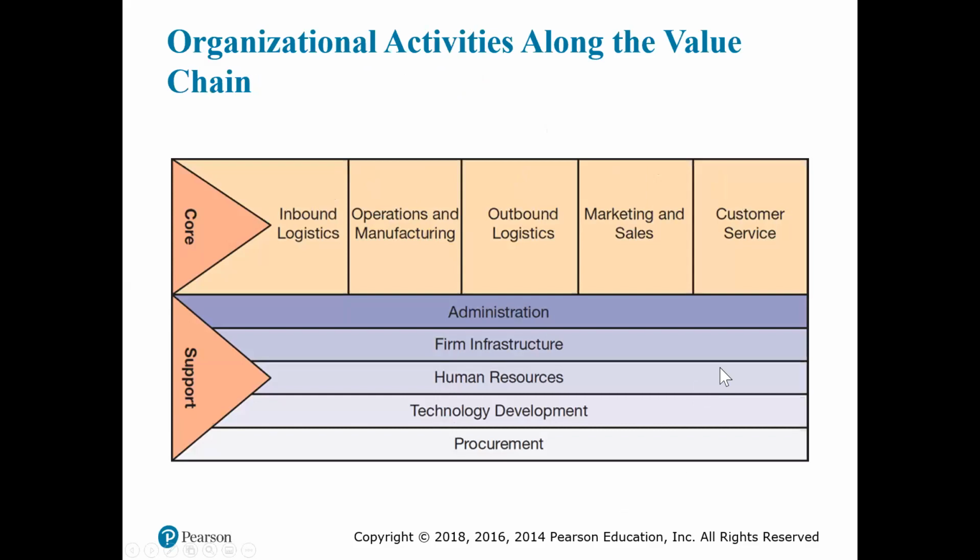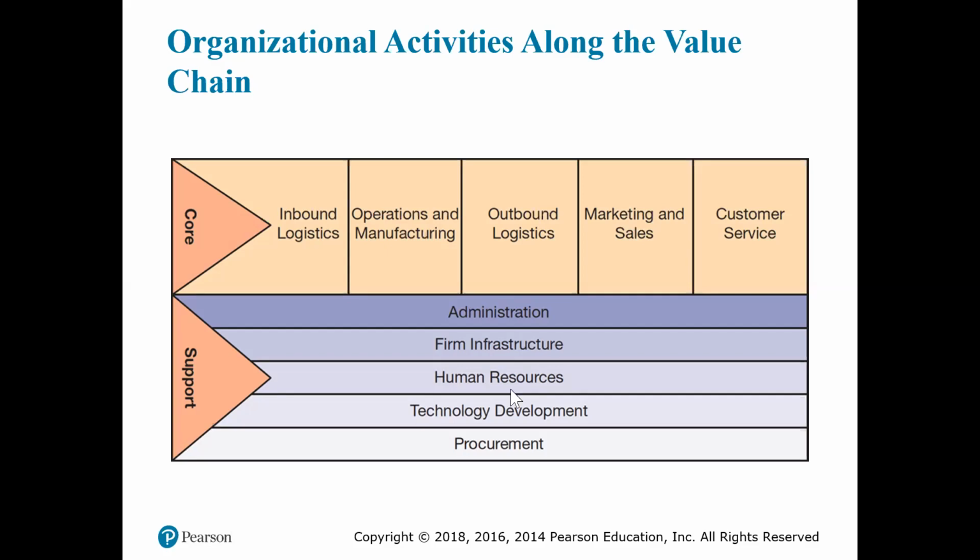And the next slide is about organizational activities along the value chain. Here, value chain again. From the value chain model, corporation is comprised of both core and support activity. Do you remember that? We also called primary activity instead of core activities here, right? What are the primary activities then? Do you remember?